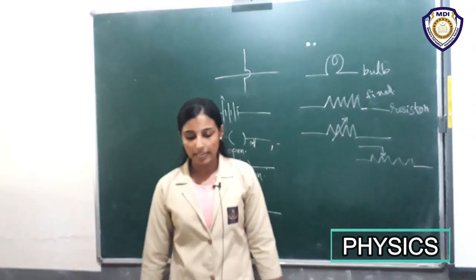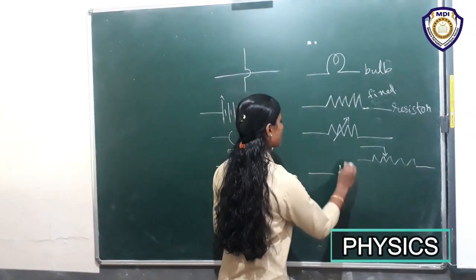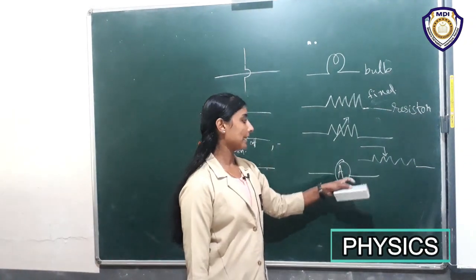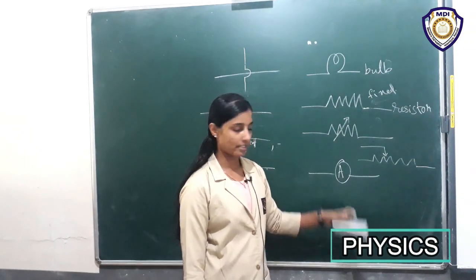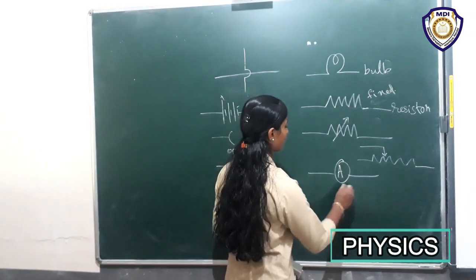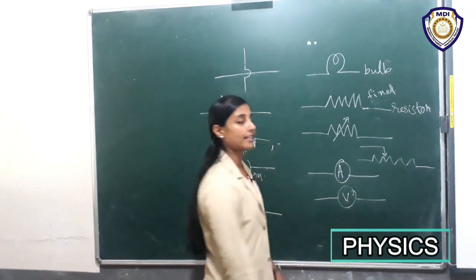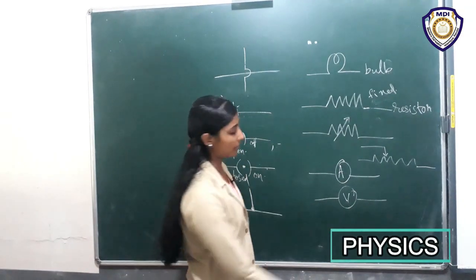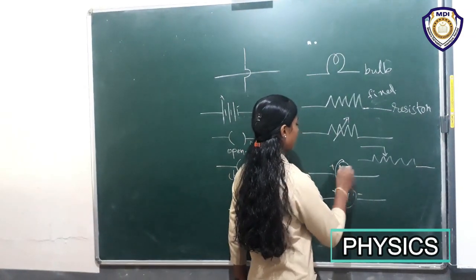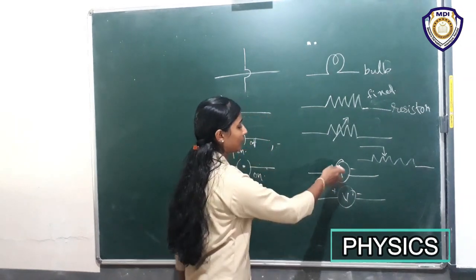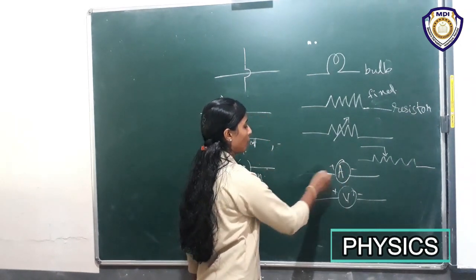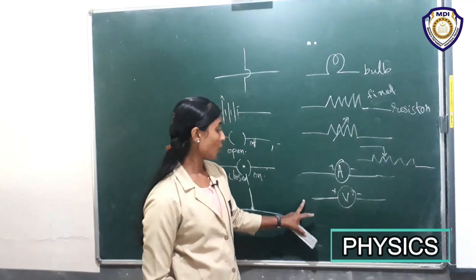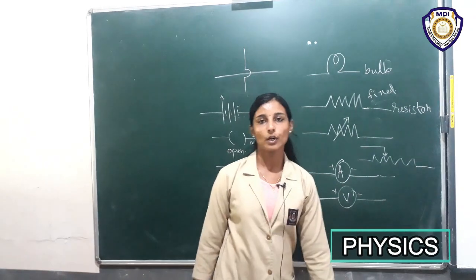And then the ammeter. We already know what an ammeter is. An ammeter is the instrument used to measure electric current, right? That we represent like this. And the voltmeter measures the potential difference between two ends, right? That we represent like this. It also has positive and negative terminals. This terminal should be connected to the positive end and this to the negative end, and here also this should be connected to the positive end and this to the negative end.